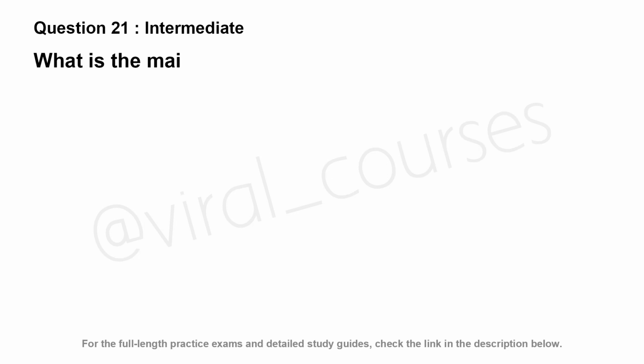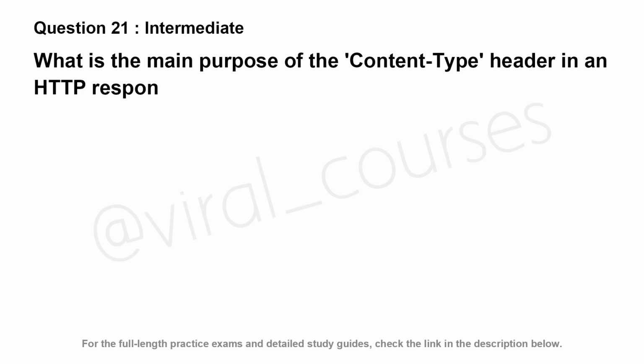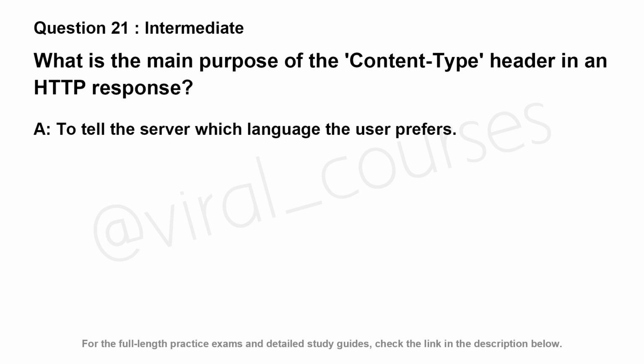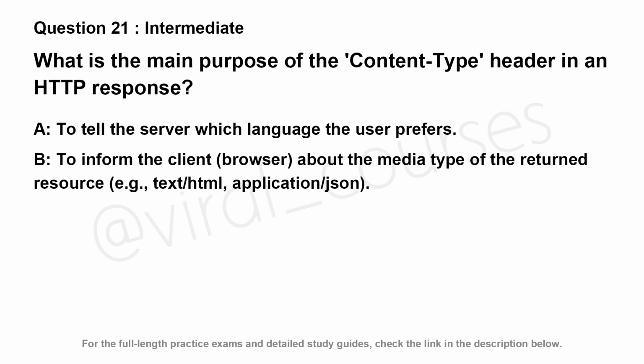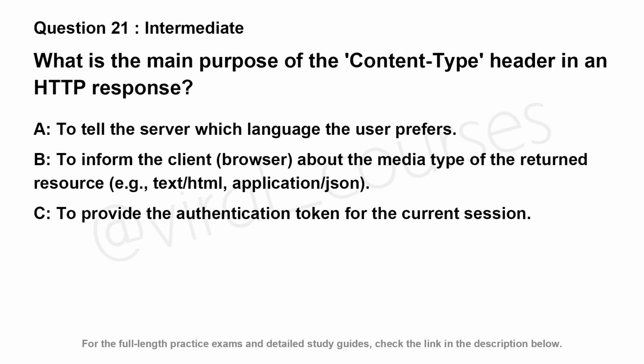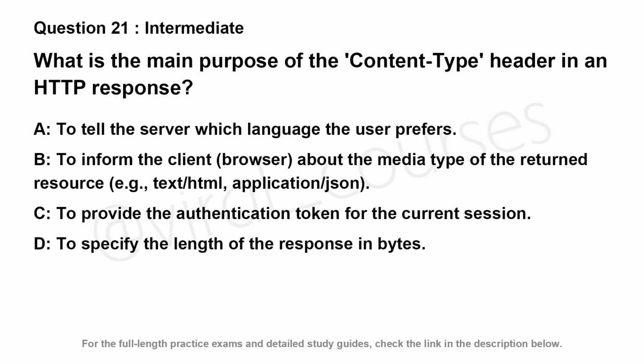What is the main purpose of the Content-Type header in an HTTP response? Option A. To tell the server which language the user prefers. Option B. To inform the client, browser, about the media type of the returned resource, e.g., text/html, application/json. Option C. To provide the authentication token for the current session. Option D. To specify the length of the response in bytes.